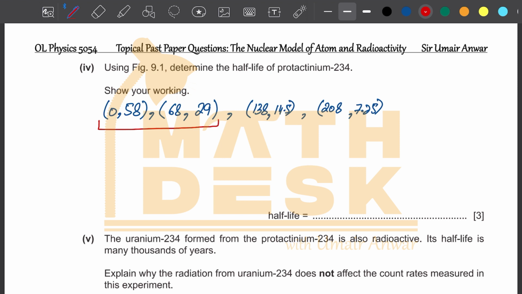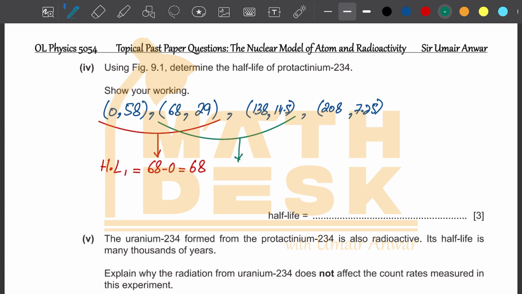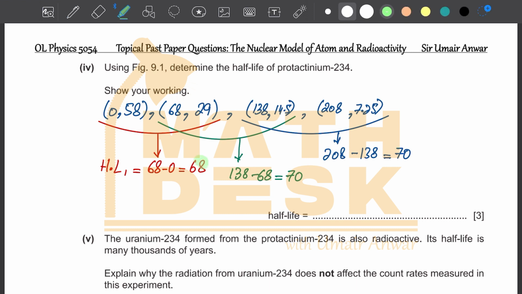Now when we use these 2 points and find the value of the half-life, we get the value of the first half-life is 68. Then when we use the second and the third point, the value we get over here is 138 minus 68 equal to 70. Now when we use the third pair, the value that we are getting is 208 minus 138, again 70. So these are the three values that we are getting: 68, 70, and then 70 for the half-life.